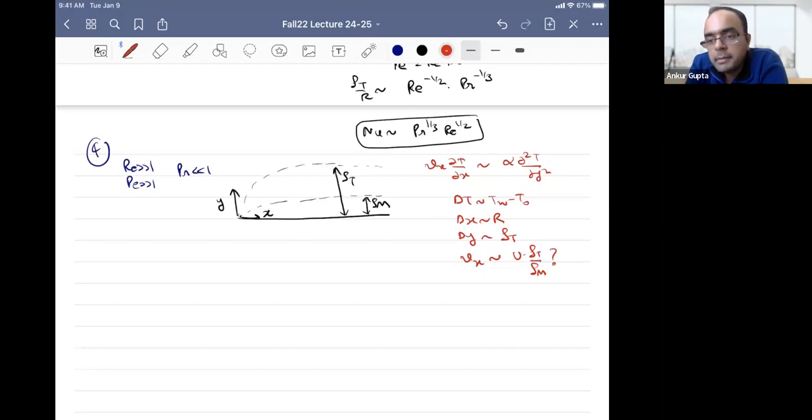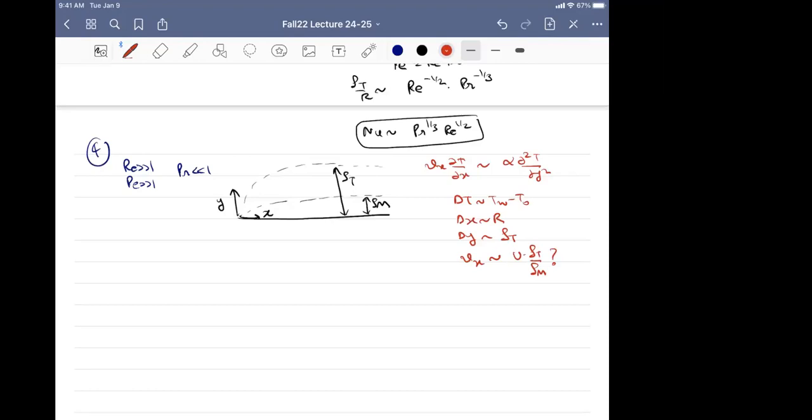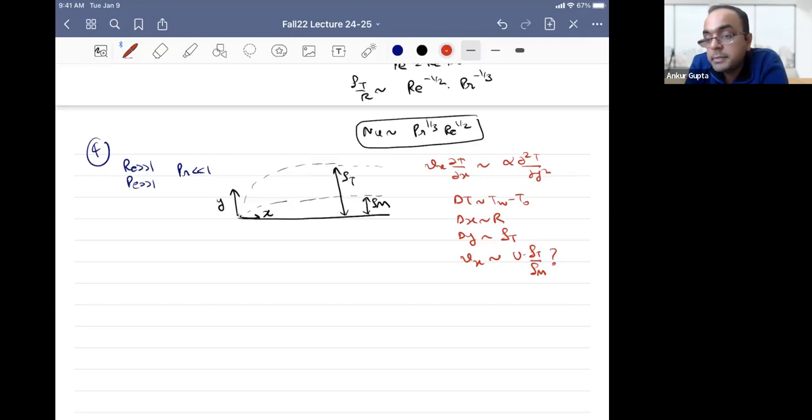Okay, maybe let me rephrase the question. Is this velocity, u delta T by delta m, greater than u or less than u? It's greater than u, yeah. Greater than u, right? Because we are saying that the thermal boundary layer thickness is much bigger than the momentum boundary layer thickness. And can the velocity be greater than u?